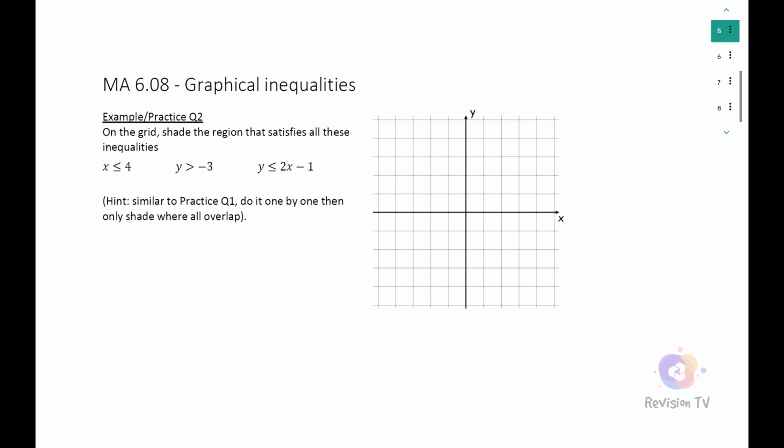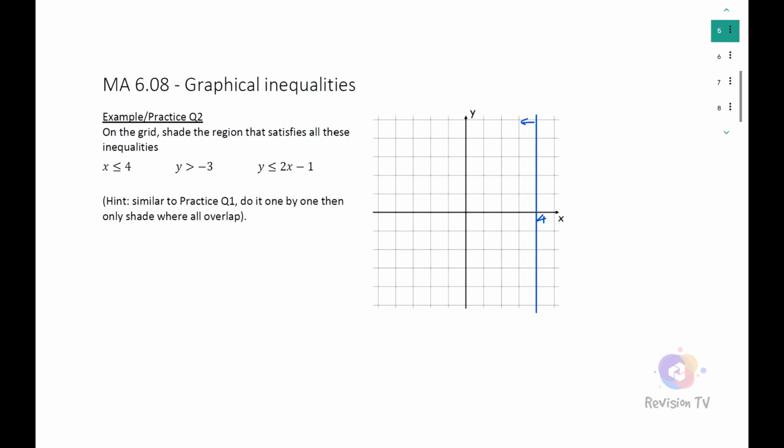Okay, so start off. Now we're given 3 inequalities to work with. Essentially, as I said in the hint, we are going to do it one by one, and then wherever all 3 inequalities overlap, we're going to shade that part. So first of all, x less than or equal to 4. So x equals 4 is a vertical line that passes through the x-axis at 4. X less than or equal to means we shade the left part, so we'll shade the left part.